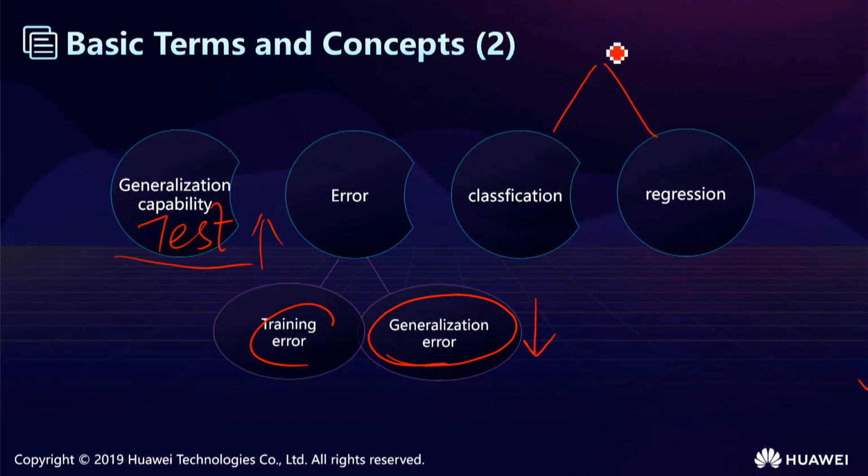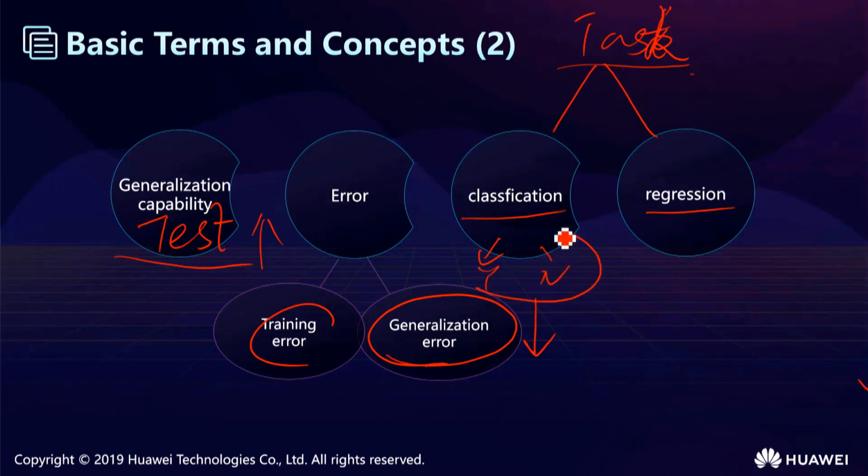Our tasks can be split like this: classification and regression. Classification and regression are the two major types of prediction tasks. Classification is the problem of deciding which class something belongs to. For example, whether it rains or not is a yes or no problem, a classification. If it's raining, it's yes. If it's not raining, it's no.